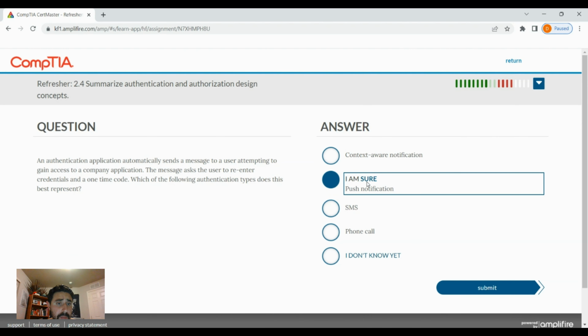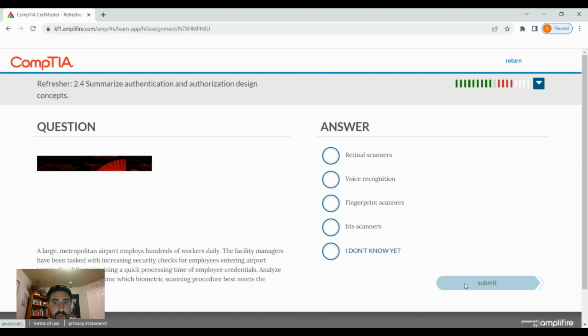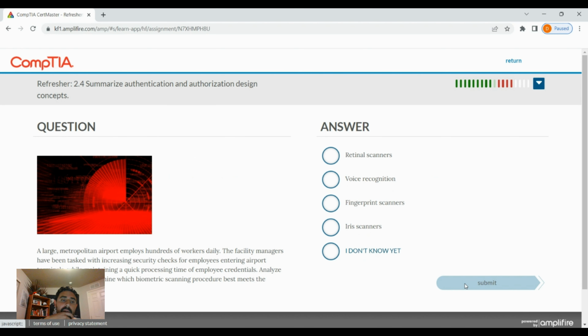An authentication application automatically sends a message to the user attempting to gain access. The message asks the user to re-enter credentials and a one-time code. That is a push notification. Nice. All right.